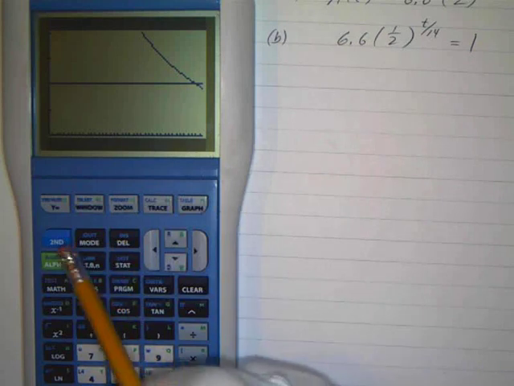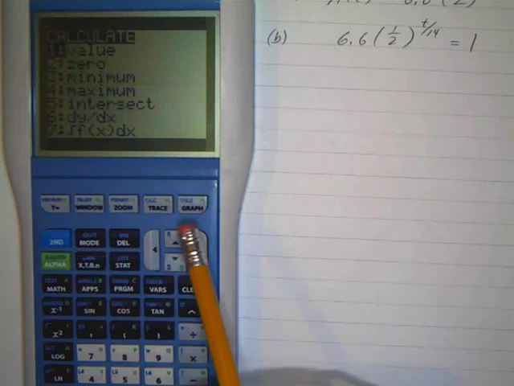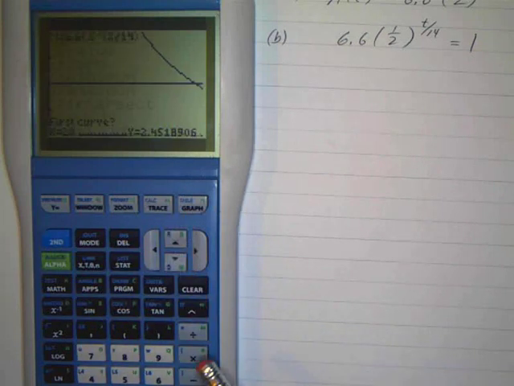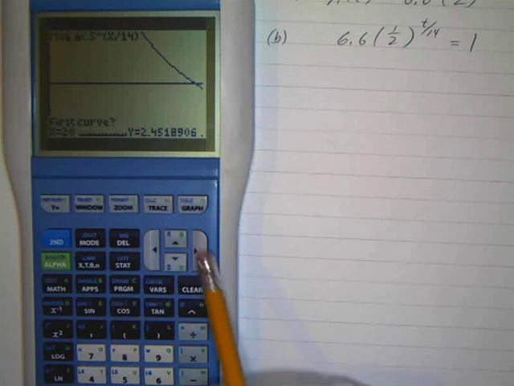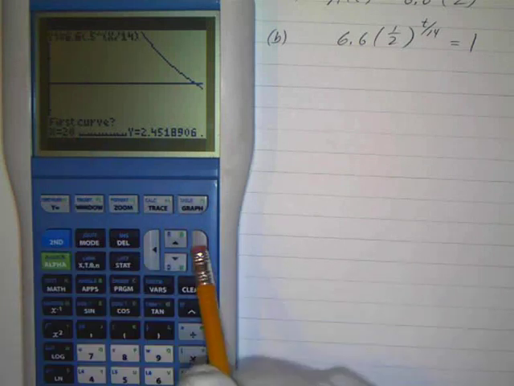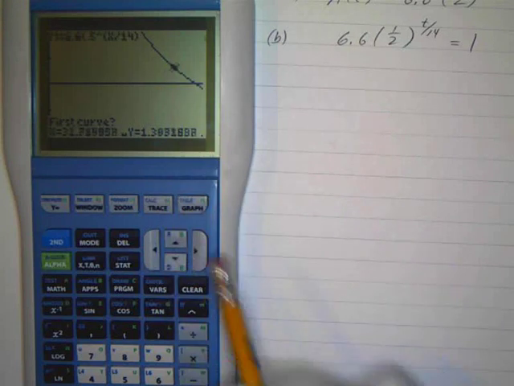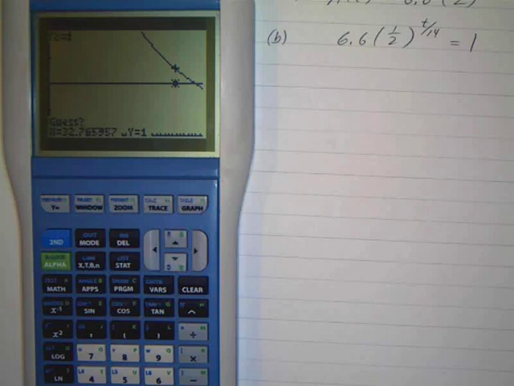So we'll go to second calculate, second calc, intersect 5. First curve. Now see, my x is 20, so I got to move away a little way over here. There it is. You can see it coming down right there. So there's my first curve, enter. There's my second curve, enter. And enter again. And 38. So t is approximately 38.115.